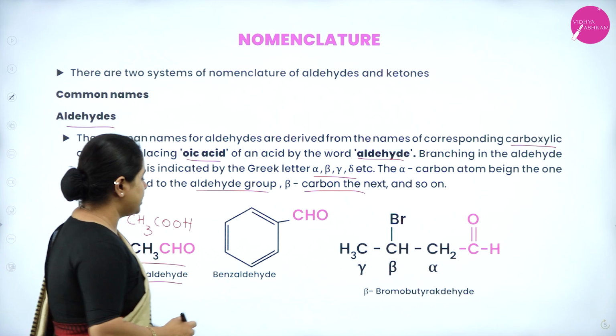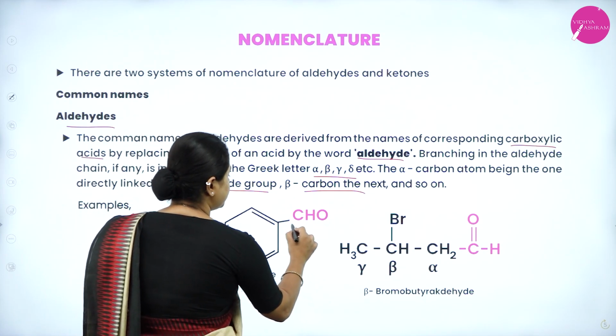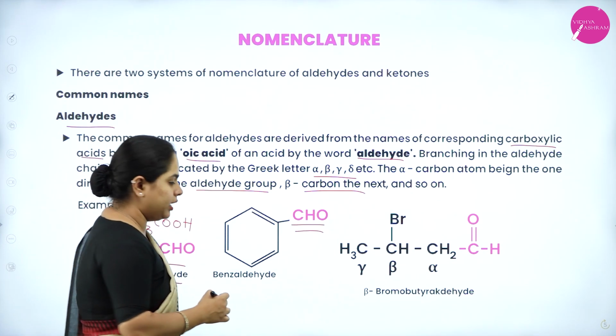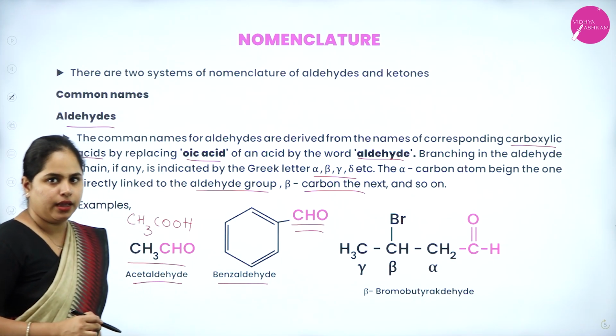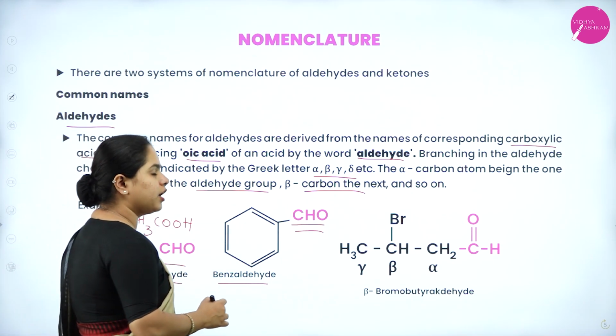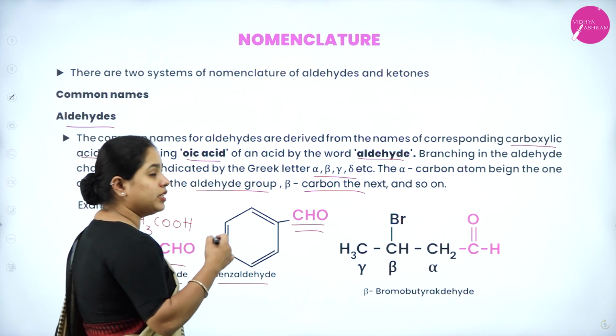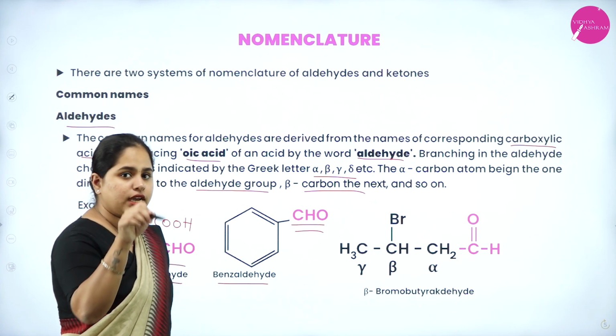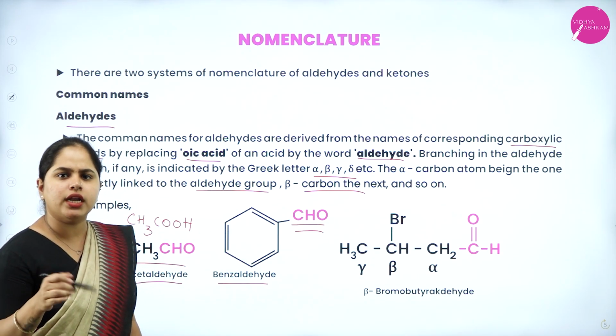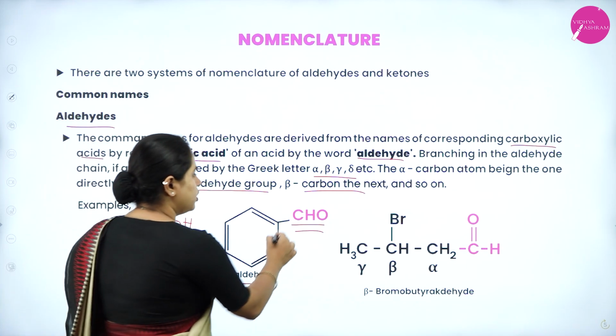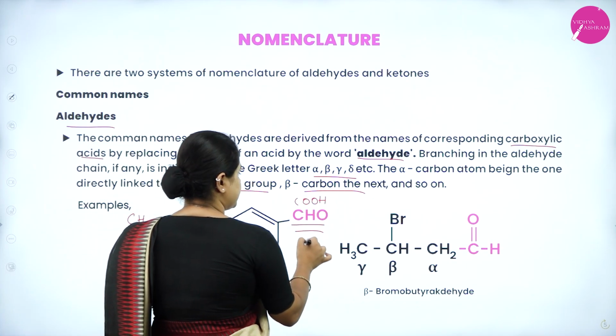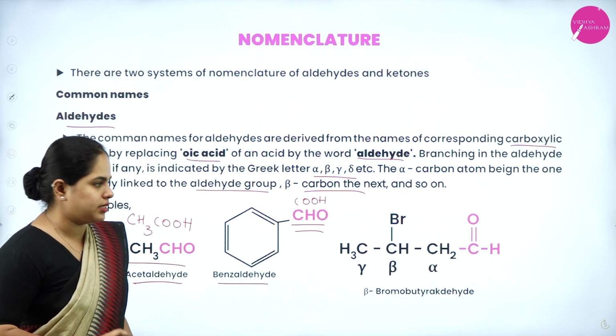Now the next one is benzene on which you have an aldehyde. So the common name will be benzaldehyde, right? This is derived from which acid? It is benzoic acid. So instead of "oic acid", you write aldehyde there, and you get benzaldehyde. Clear? It is derived from benzoic acid, and the name of the aldehyde will be benzaldehyde.